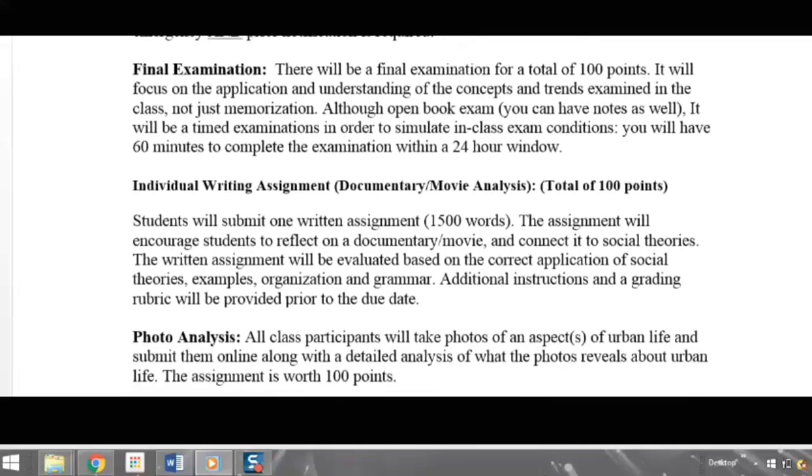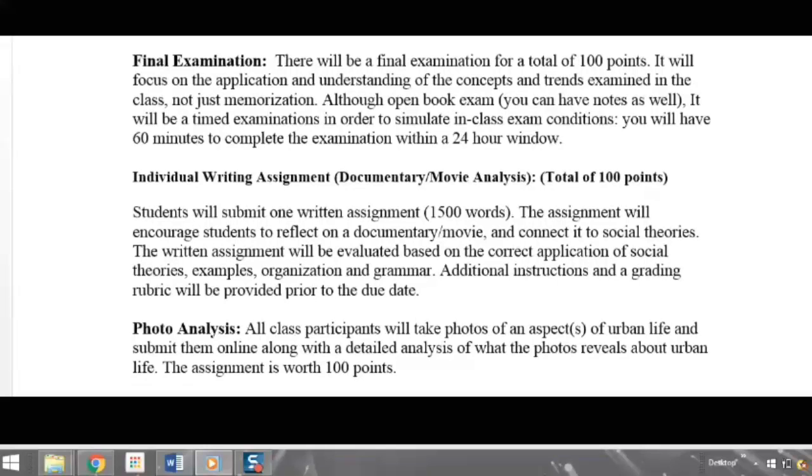There will also be a final examination besides the 3 tests that we just discussed. The final examination will be for a total of 100 points. It will focus on the application and understanding of the concepts and trends examined in the class, not just memorization. Although it is an open book exam, you can have notes as well. It will be a timed examination in order to simulate in-class exam conditions. You will have 60 minutes to complete the examination within a 24-hour window.